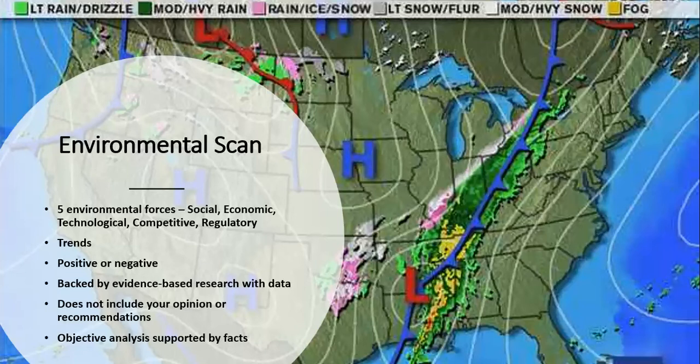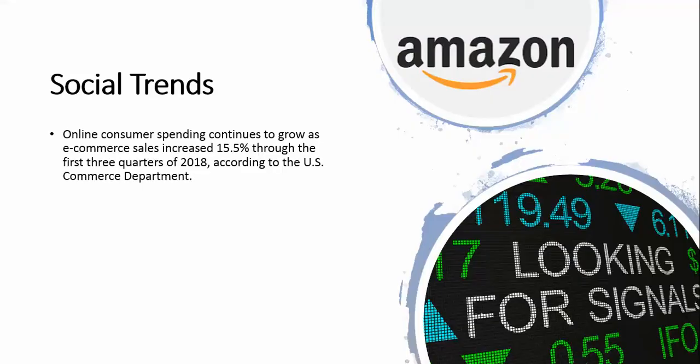The important thing is that these trends, this information, this analysis must be backed by evidence-based research with data to support it. It should not include your opinion or recommendations in this analysis. Instead, it's an objective analysis supported by facts. Let's take an example with Amazon, and specifically we want to look at the online retailing business of Amazon.